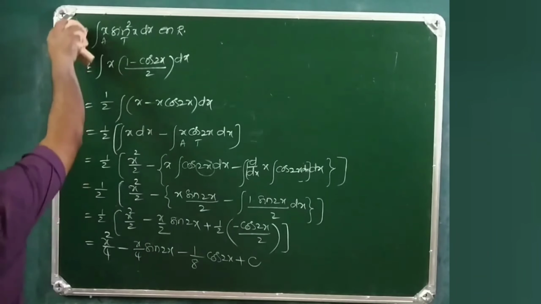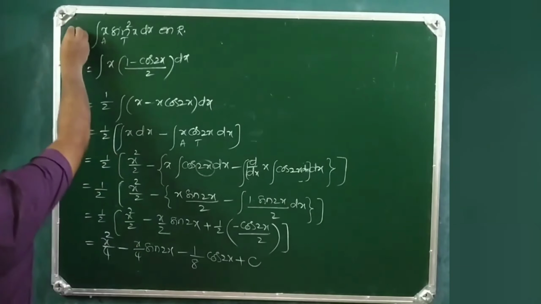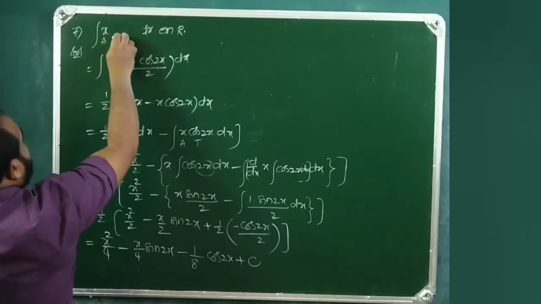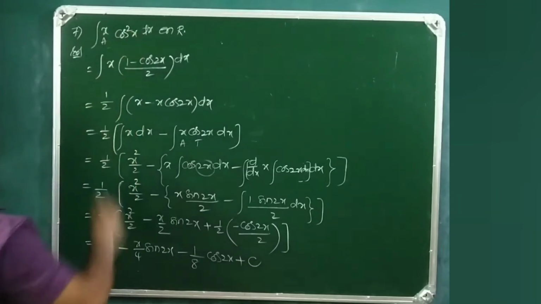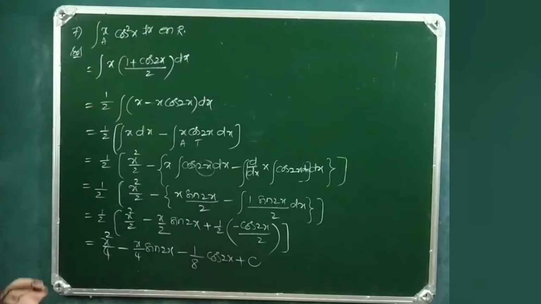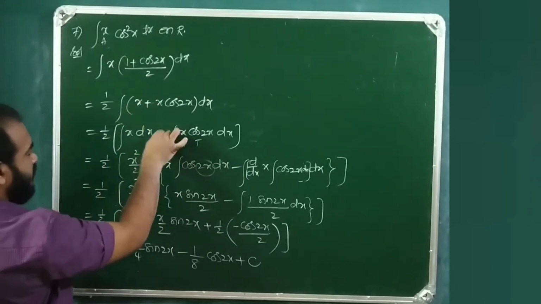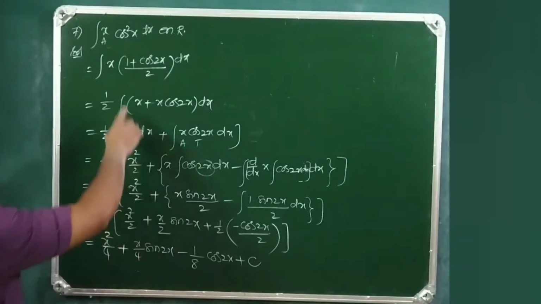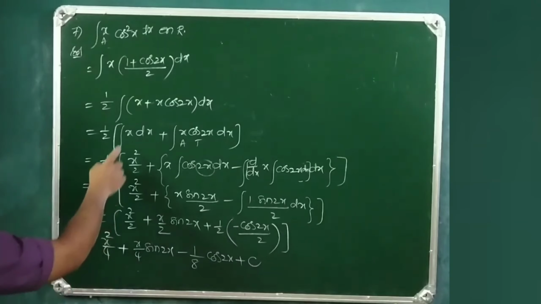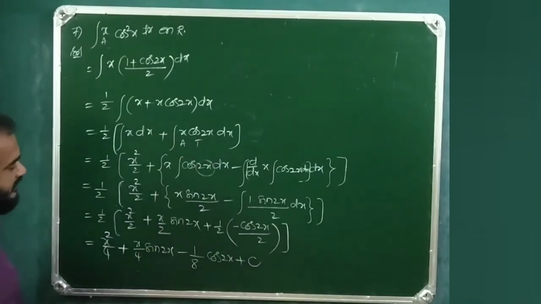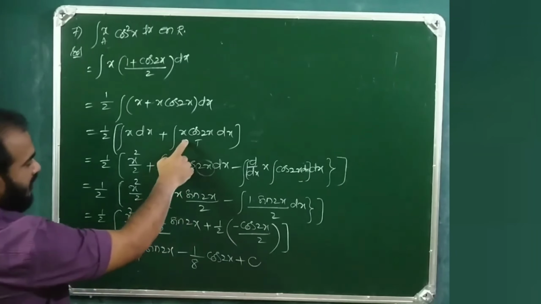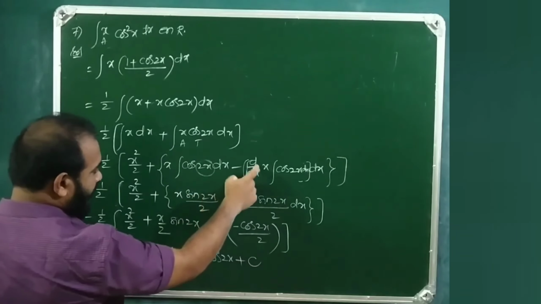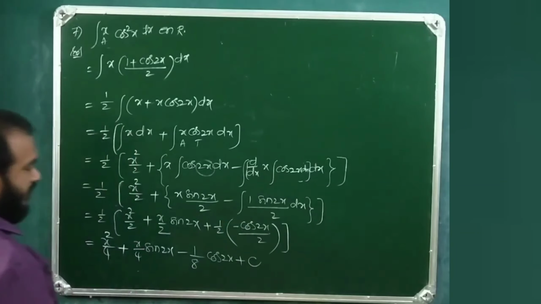Similarly, for the seventh question, we can make the alteration here, x cos square x dx. So cos square x is 1 plus cos 2x by 2. So this will be plus, plus, plus. So integral x dx, integral x cos 2x dx. So first function into integral of second function dx minus integral of d by dx of first function into integral of second function dx.